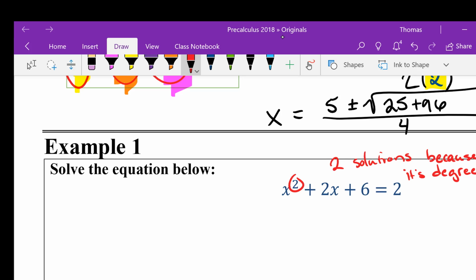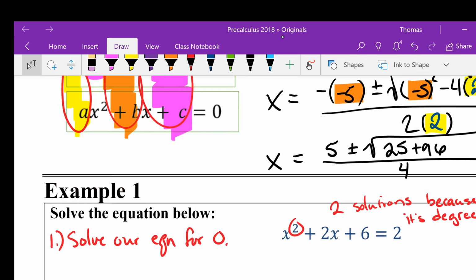expect. First things first, I'm going to make a list of our steps here on the left. First thing we need to do is to solve our equation for 0. That's the condition where the quadratic equation works. So let's do that now.